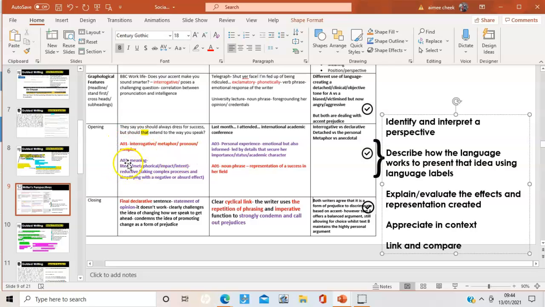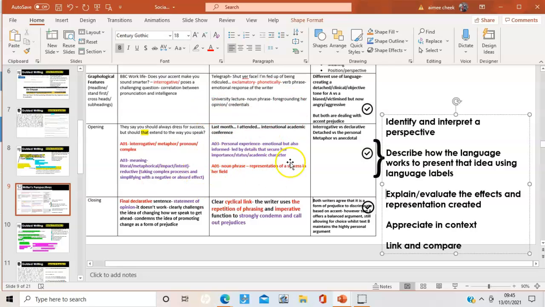Now, from an AO3 point of view, in terms of meaning, I've already made some notes here. It's a little bit reductive. So this person believes it's reductive, trying to simplify the process of changing accents into this idea of dressing for success. You're saying that a person can change their identity like they would change their clothes. Now, it's not that the person is reductive, but the person is challenging this idea that people should be able to change the way they speak as easily as changing clothes. So that's going to help us in a minute think about identifying a perspective.